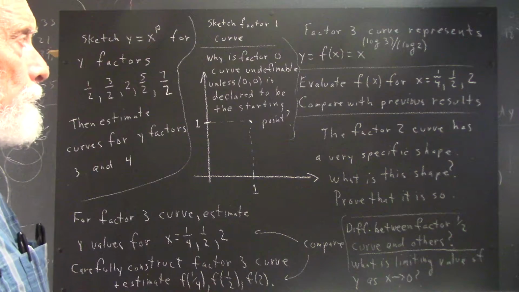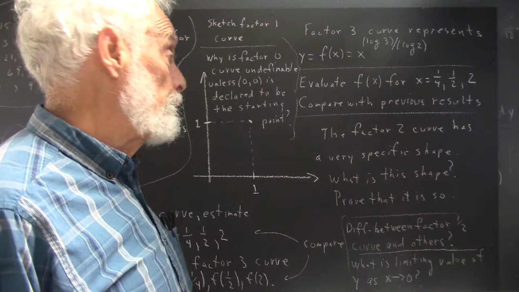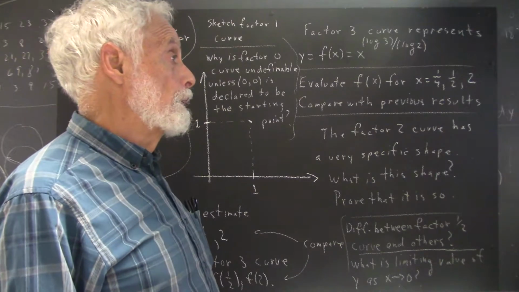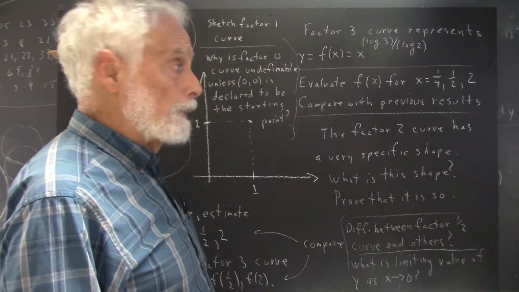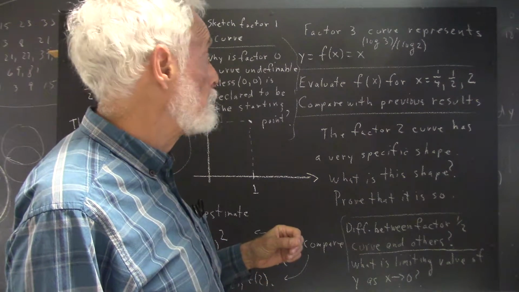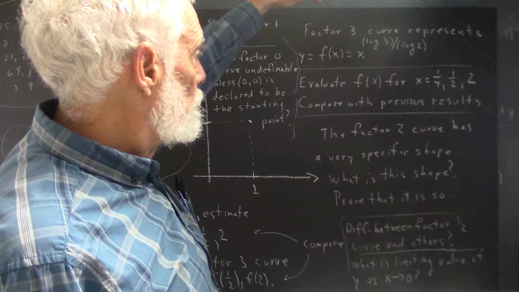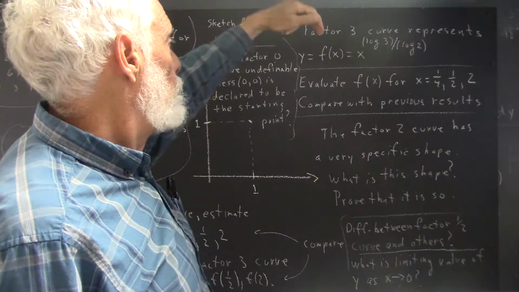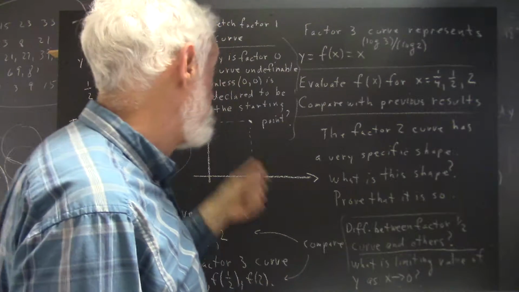Okay, now we're going on, and I'm actually going to let you do some calculations. You're not going to have to do any real arithmetic because you're going to have to use your calculator for all of these calculations, and the calculator is not necessarily an evil thing, it's just often put to evil use. And here we're making good use of it. So the factor 3 curve represents what? Y equals f of x equals x to the log 3 over log 2.